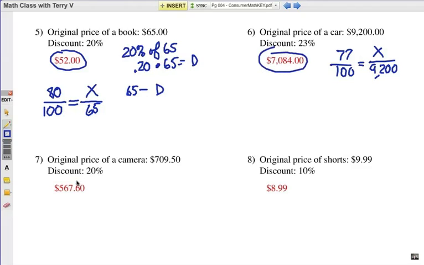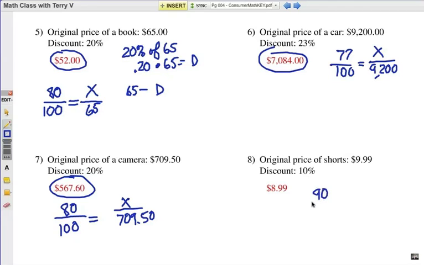I hope you gave these a try. If the discount's 20%, you're really paying 80%, right? So 80 out of 100 equals how much that you pay out of the original price? $709.50. Cross multiply to get that answer. And finally, number 8, 10% is the discount. That means you pay 90% only of the price. 90 over 100 equals something over $9.99. Cross multiply, get $8.99. Now these are rounded to the nearest penny.